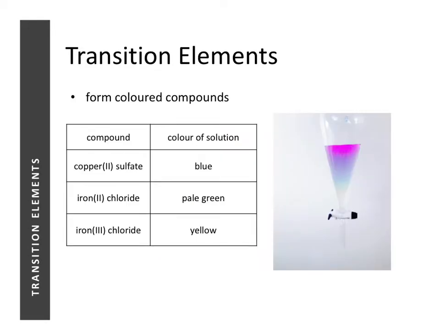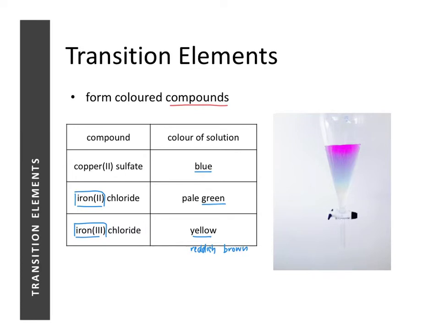Now the next important feature of transition elements is that they form colored compounds. Take note of the word compounds, because the transition metals themselves appear as normal metals, so they are silvery or grey. But when they form compounds, when they combine with other elements, they exhibit a range of colors. You should have encountered copper sulfate in the lab, and if you recall, it's a very nice blue solution. Compounds containing iron 2 are usually green in color, and compounds containing iron 3 are usually yellow or reddish brown in color.